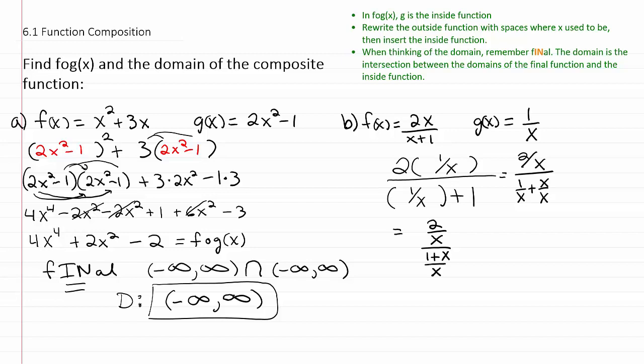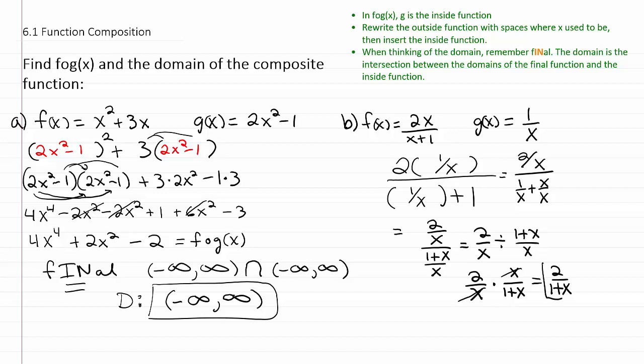And then from here, this can just be rewritten a little bit. 2 over x divided by 1 plus x over x is the same as saying 2 over x times x over 1 plus x. And then you can cancel out the x values here. So remember, when we rewrote that in that last step, we're using the idea that dividing fractions is the same as multiplying by the reciprocal of the second fraction, right? So we take 2 over x times x over 1 plus x, and we end up with this final result, 2 over 1 plus x.